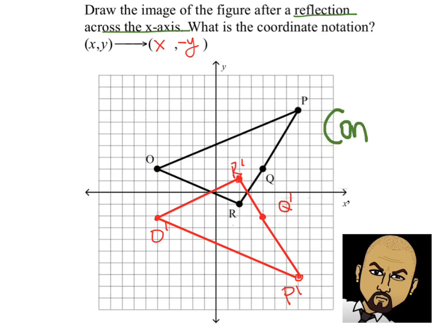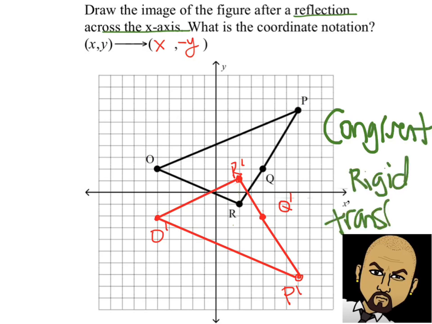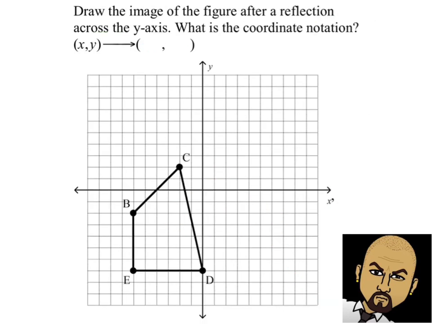All right, first of all, they're congruent shapes. I forgot to write that down. And this is an example of a rigid transformation. A reflection across the x-axis is a rigid transformation. All right, let's do another one.